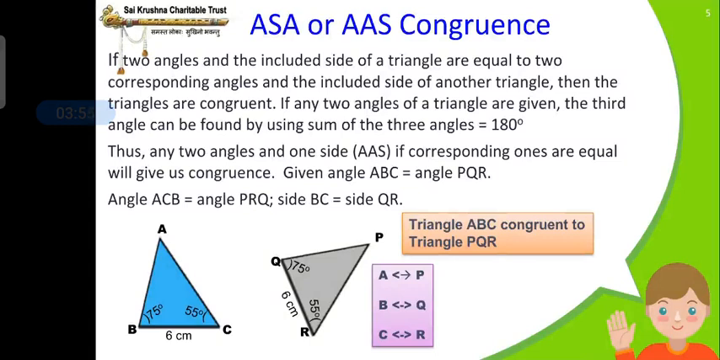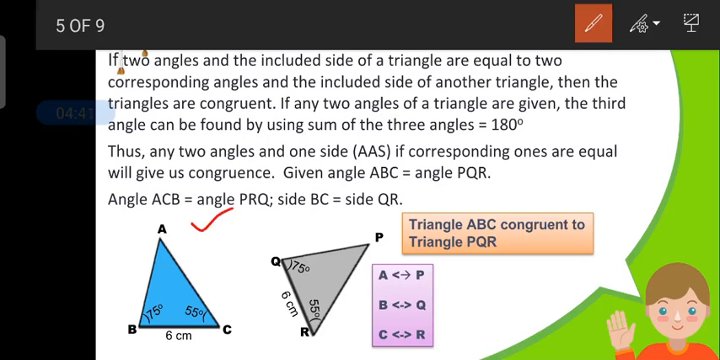Next comes ASA or AAS congruence. A in the sense angle, S in the sense side, and A angle, which means 2 angles and the included side have to be equal for this congruence. So if 2 angles and the included side of a triangle are equal to 2 corresponding angles and the included side of another triangle, then the triangles are said to be congruent. If any 2 angles of a triangle are given, then the third angle can be found by using the sum of the 3 angles, which is equal to 180 degrees.